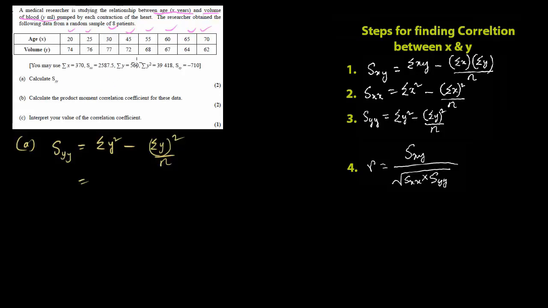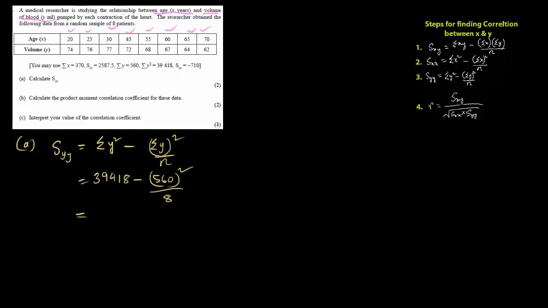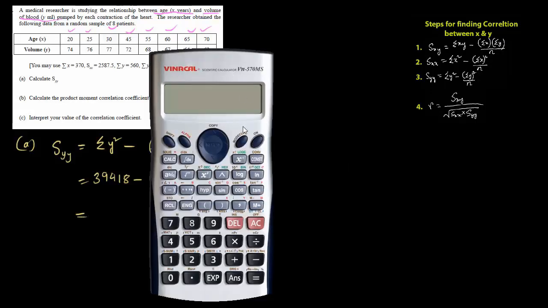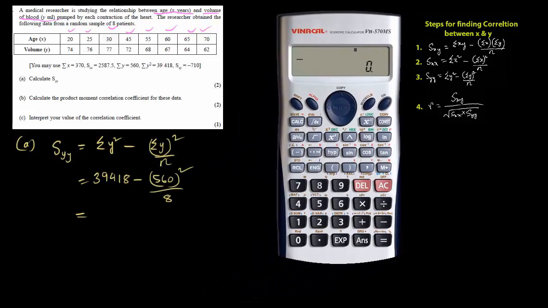First of all, we know the value of summation of Y squared. It is 39418. And we also know the value of summation of Y. Summation of Y is 560. And we have to do whole square of that, and there are altogether 8 data, so we have to calculate this. So this is going to be 39418 minus 560 whole squared, divided by 8. So the value we get is 218.